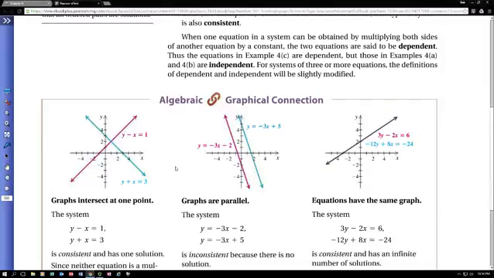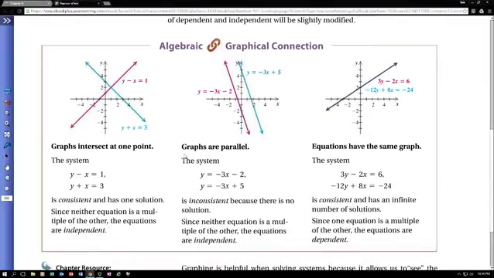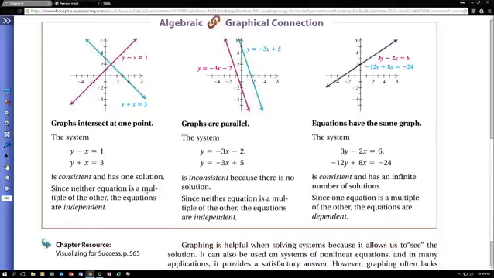They're going to show us pictures here of this, which is nice because it's a lot of words to go through. If we look at this graph, which is a typical way this system is shown, we have a graph of each line. They intersect at one point. This system is consistent because there's at least one solution, and it has that one solution. Since neither equation is a multiple of the other, or an equivalent equation, they're considered independent, even though they cross or intersect.